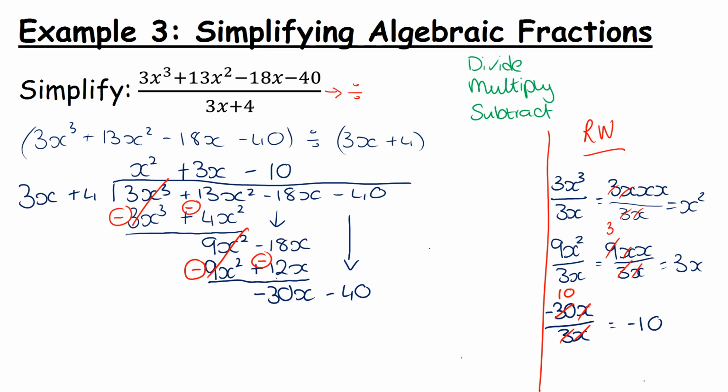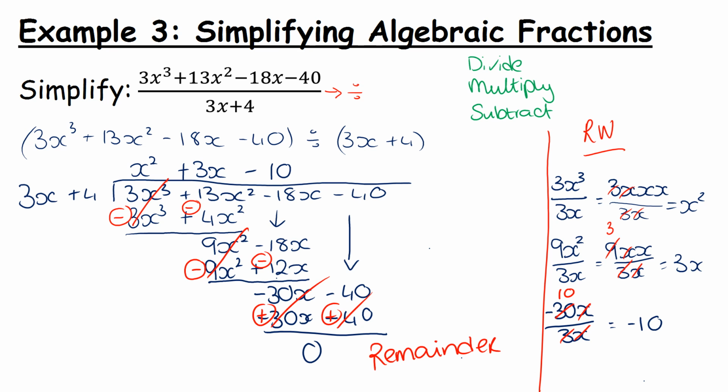So minus 10 by 3x is minus 30x, minus 10 by plus 4 is minus 40. So that's my multiplication done. So now let's do our final subtraction, and that leaves me with 0, which remember is the remainder. But again, it's important to remember that our answer is x squared plus 3x minus 10. So that's my solution, or my answer, that top line there.